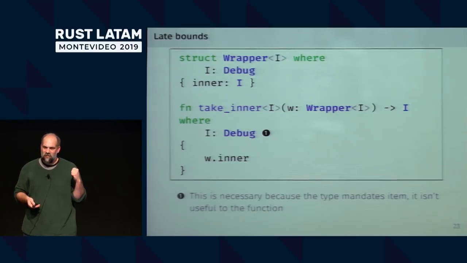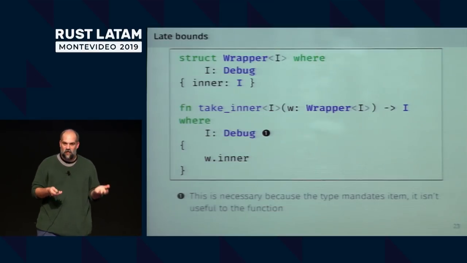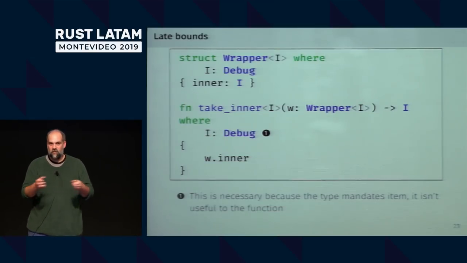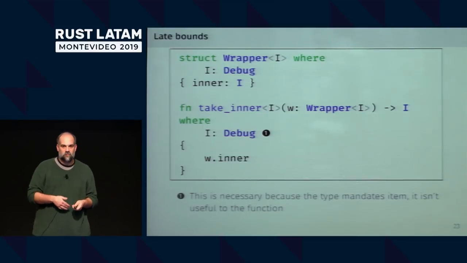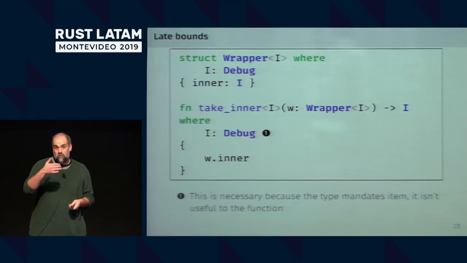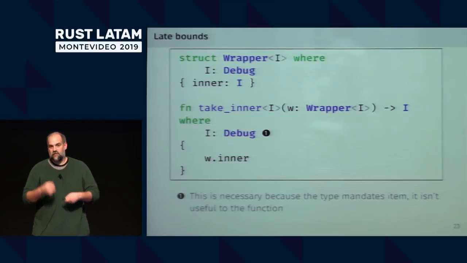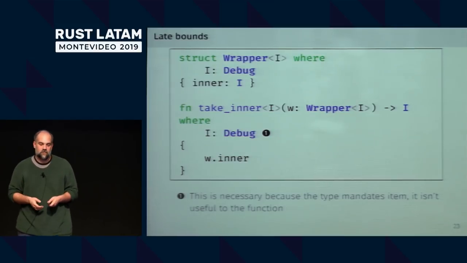The function itself doesn't actually use it though. So that's a problem. I want to write this function. It does nothing more than taking that structure, taking out whatever's inside. But I do have to express an additional bound just to basically reiterate that the wrapper already expects the inner part to be Debug and nothing else is allowed.